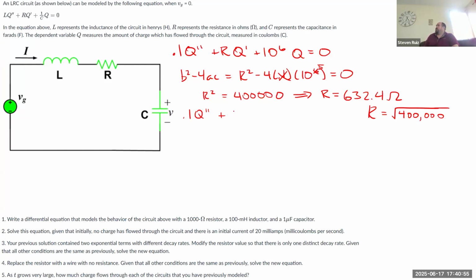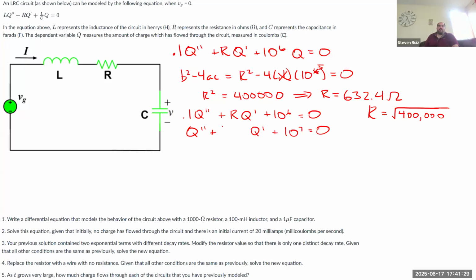So 0.1 Q double prime plus R Q prime plus a million equals 0. Go ahead and multiply through by 10. So Q double prime plus 10RQ prime plus 10 to the 7th equals 0. Based on the way I've done this, having second thoughts here, maybe this would be easier if I just dropped in this value.